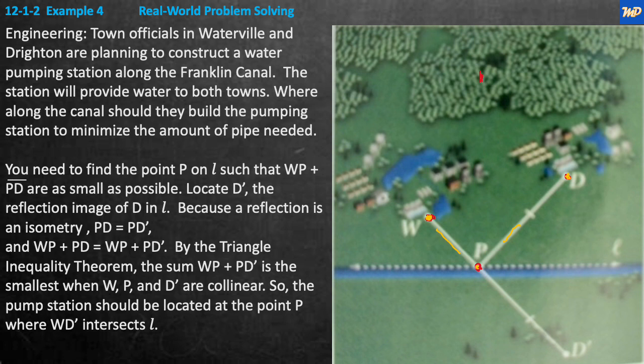Okay, so it says you need to find point P on L. We just said that. L is the pipeline right here, where the pumping station can be on the canal, on L, such that WP, this first one right here, I'm going to do that in red now that I put yellow on it, WP and PD, that's over here now, are as small as possible. So it says locate D prime, the reflection image of D in L.